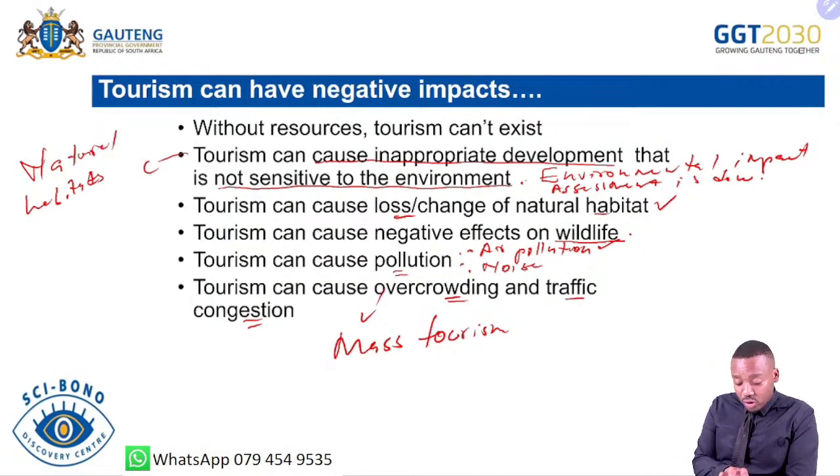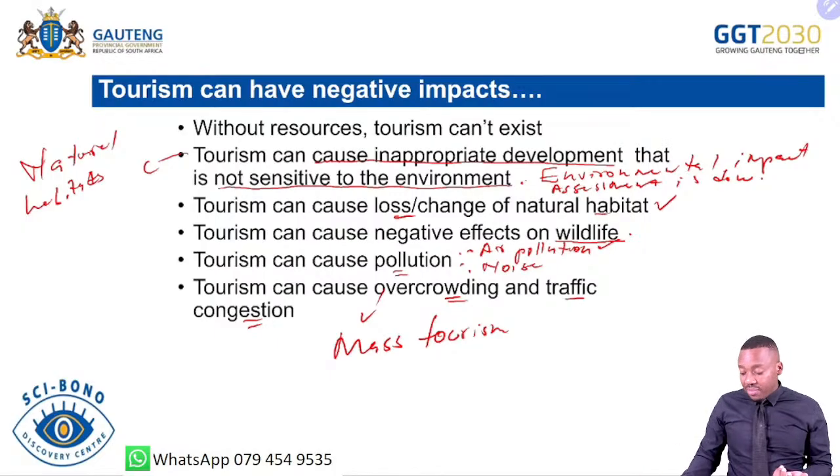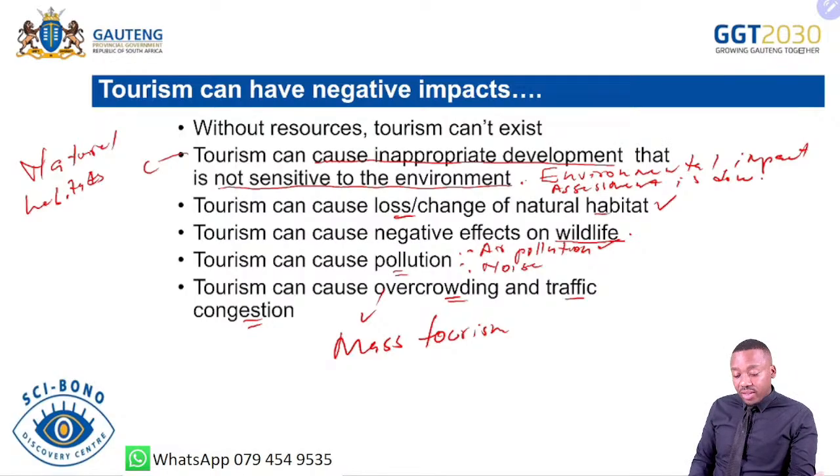And this can cause what? Negative impact on the environment. So this is part of a few points in terms of how tourism can have what? Negative impacts. Right? When we are building new hotels, when we are building new roads, tourism at times can be not sensitive to the natural environment.